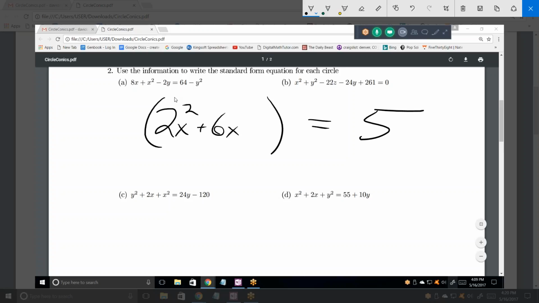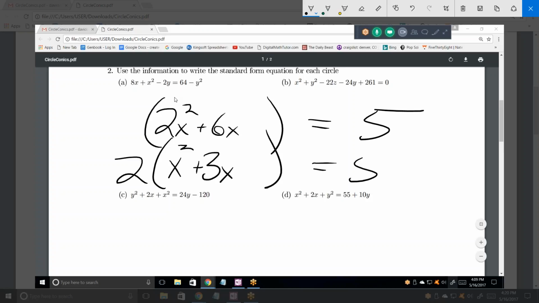First of all, let me say, you cannot complete the square until the coefficient of the x squared term is 1. You can't even begin. So you gotta factor out that 2. Now it's still the same thing. I haven't changed anything. But now I can complete the square because the coefficient of x squared is 1.